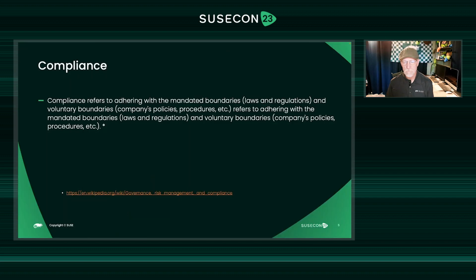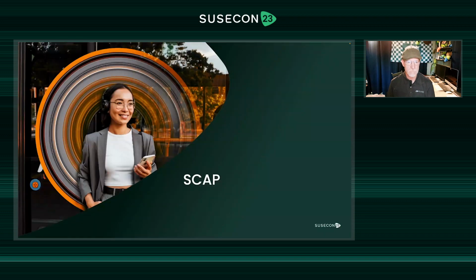So exactly what is compliance? Let's talk about that for a second. Compliance basically is referring to adhering to a set of mandated boundaries, whether they be laws and regulations, or voluntary boundaries like your own company's policies and procedures. That's the larger definition, from Wikipedia, of what compliance is, and that's what we're going to work around today.